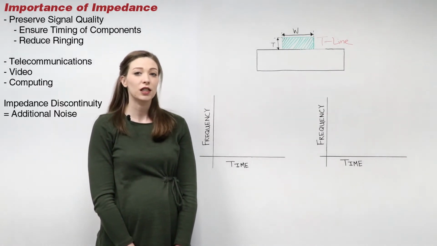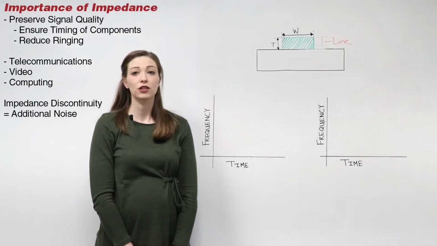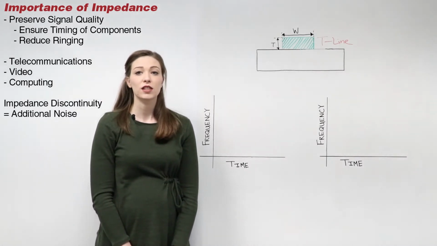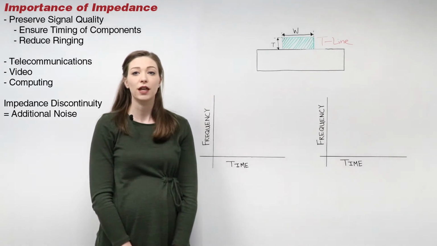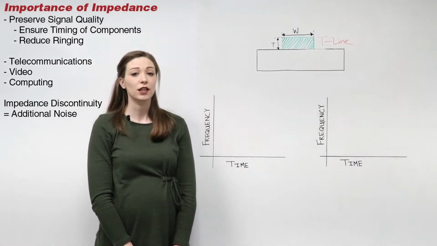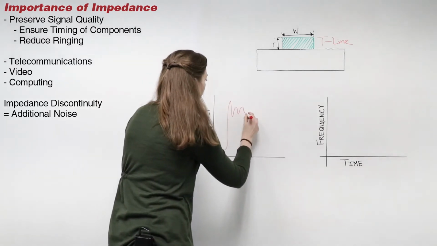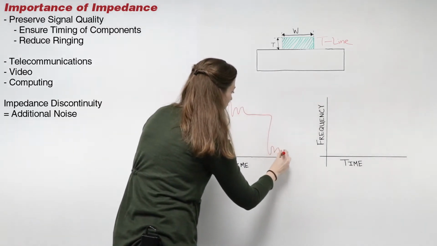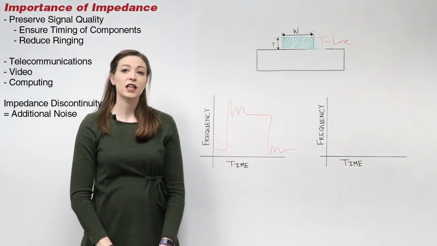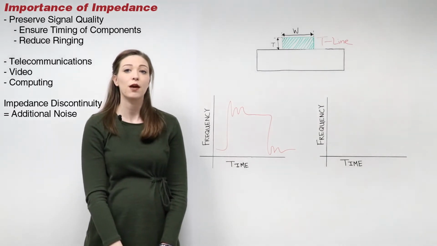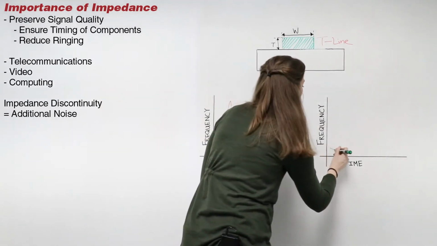Impedance discontinuities can be the cause of additional noise in your circuit. When a signal travels on a trace and it encounters a change in impedance, some of the signal will continue, and some of the signal will be reflected back, causing ringing. This ringing can make your circuit unpredictable, but it can be reduced by matching the impedance.